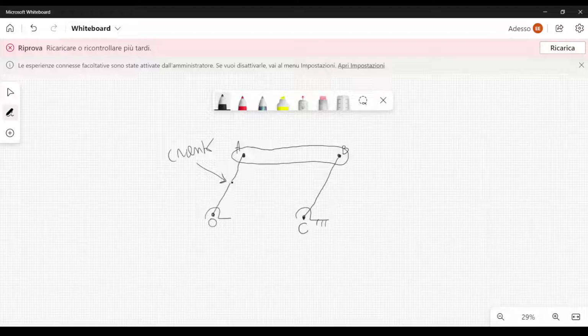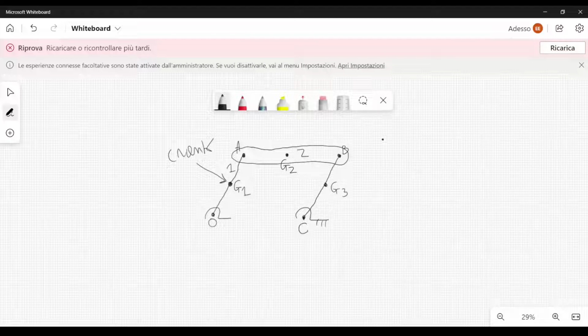We have also other points. In particular, I'm interested in the center of mass here, G1. So this is the body number 1. Then we have the body number 2. And here we have the center of mass G2. And here we have the center of mass G3.